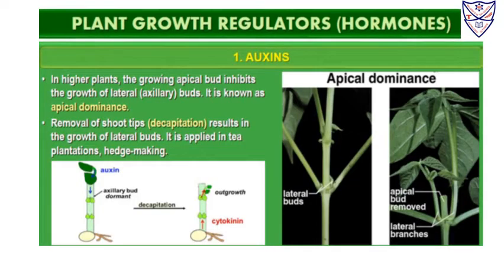In higher plants, the growing apical bud inhibits the growth of lateral buds. So this is called apical dominance. We see apical dominance in this plant where the apical bud is developed more. Removal of shoot tip results in the growth of lateral buds. So it is applied in tea plantation and in hedge making.